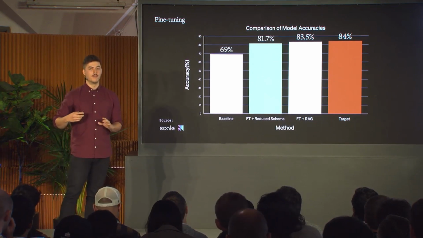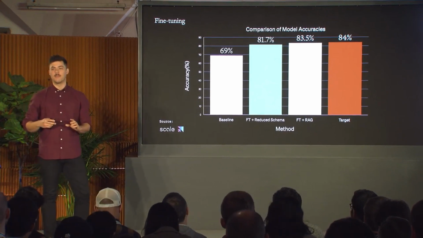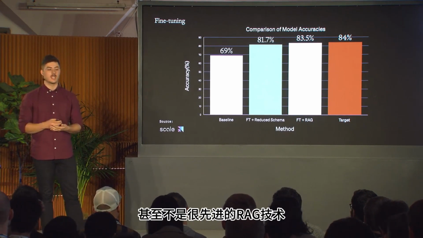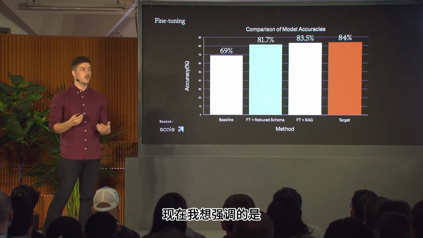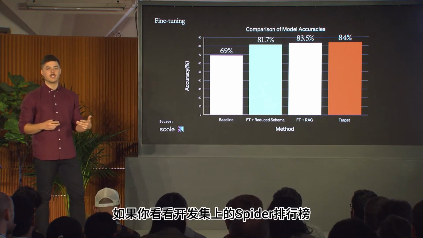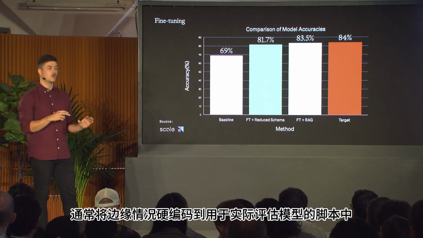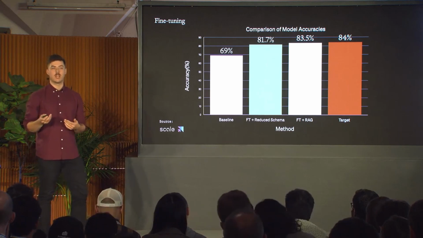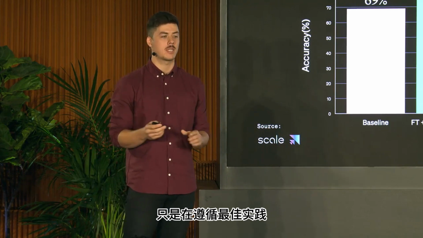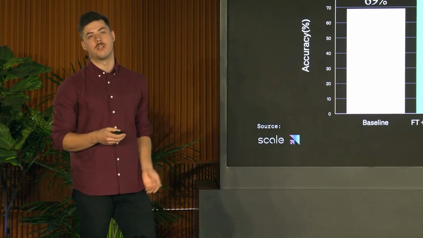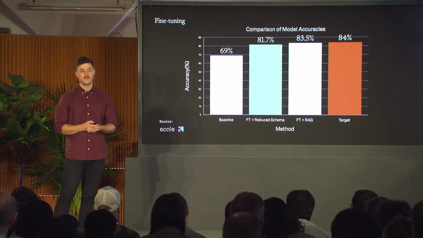They then used RAG with that model to dynamically inject a few examples into the context window based on just the question, so not even very advanced RAG techniques. And they got 83.5%, which got us right within striking distance of state of the art. And the thing I want to highlight here is that if you look at the Spider leaderboard on the dev set, the techniques used are very complex, right? There's a lot of data pre-processing, a lot of data post-processing, often hard coding edge cases into the script being used to evaluate the model. We didn't have to use any of that here, right? Just simple fine-tuning, simple prompt engineering, following the best practices, and we really got within striking distance of state of the art on this really well-known benchmark. So it shows the power of fine-tuning and RAG when combined.